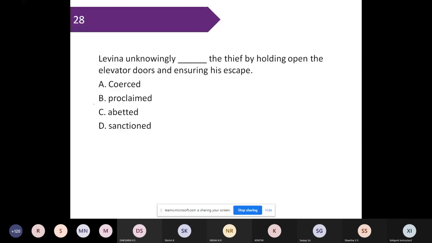Most of you have given D as the answer. Levina unknowingly sanctioned the thief, which means unknowingly she has given permission to leave the house or to leave the door. But the most appropriate word is abetted. That would come because abetted is something wrong that has happened and that wrong is the thief escaping from the house, without the knowledge of Levina. That's where the keyword unknowingly comes into the picture. So abetted is the correct answer.